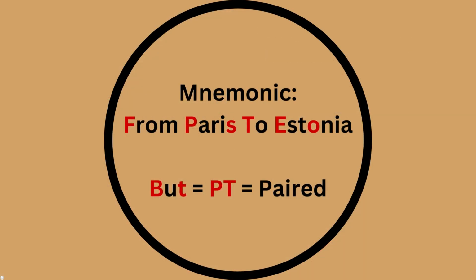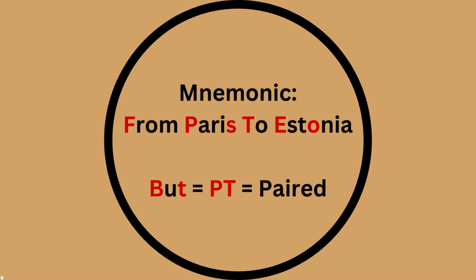Now here I created for you a mnemonic to memorize the 8 cranial bones. From Paris to Estonia. F stands for frontal bone, then parietal bone, then sphenoidal bone, then temporal bone, then ethmoidal bone, then occipital bone. This is the easiest way to remember the 8 cranial bones in order to distinguish them from your facial bones.